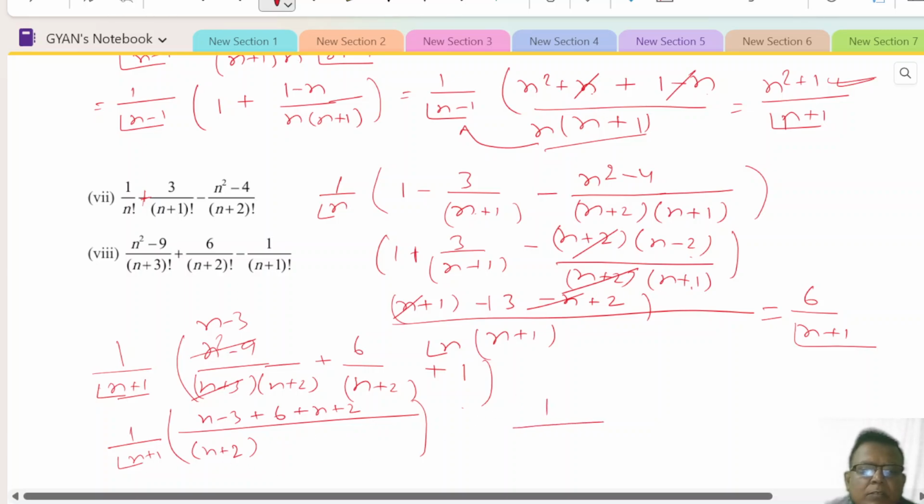Here 1 by factorial n plus 2 and here it becomes, here this is minus, so here it is minus n and minus 2. So minus n gets cancelled, and 5, 6, that is 1. So 1 over factorial n plus 2. Simplification. Simplify. So now this is the end of the chapter.